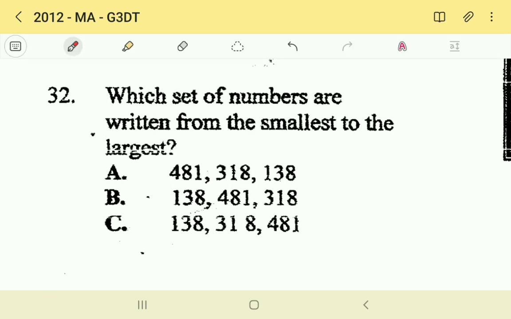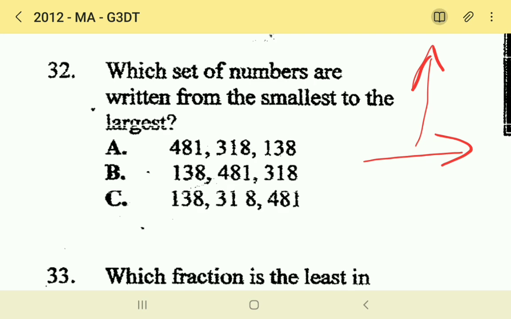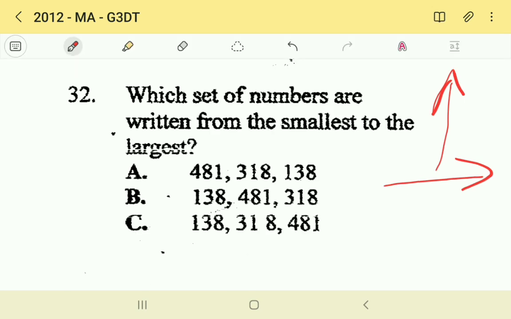So you're going up, or you're going to the right, right? Which one is from the least to the greatest, or in ascending order? You might see these different terms used. Already we know it can't be 400 because 400 is the biggest that we're working with. It's going to be something in the 100s. Both of these, C and B, have 138 starting out. So which would be next? We're using the second numbers, which is 480 something and 380. 400 is more than 300, so from smallest to largest is 138, 380, and 481.